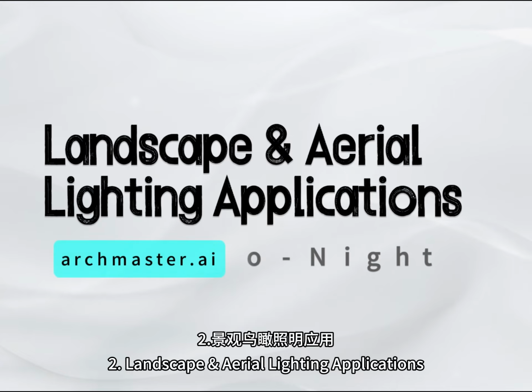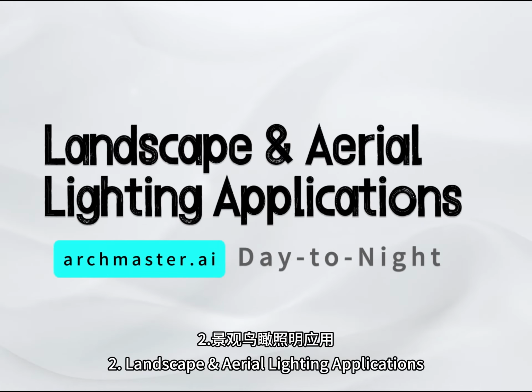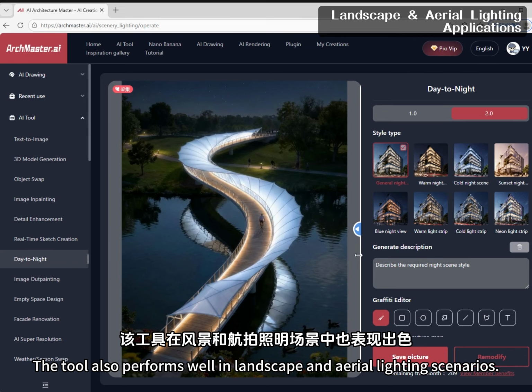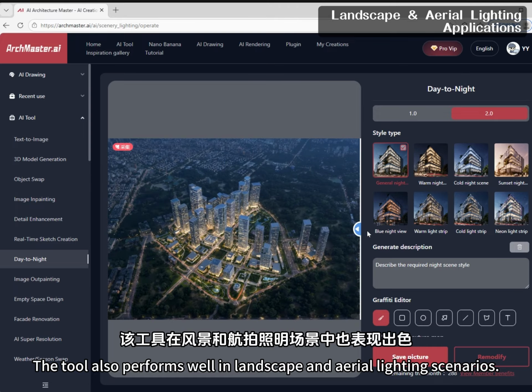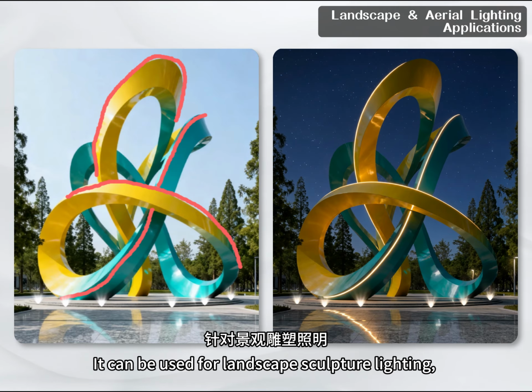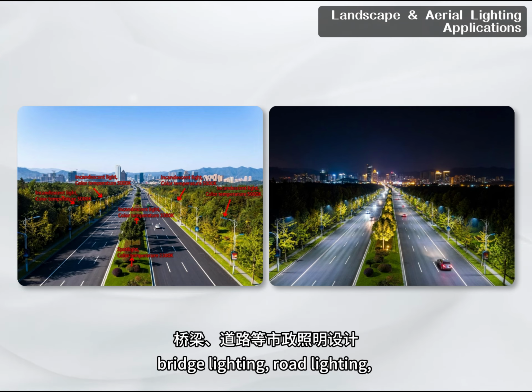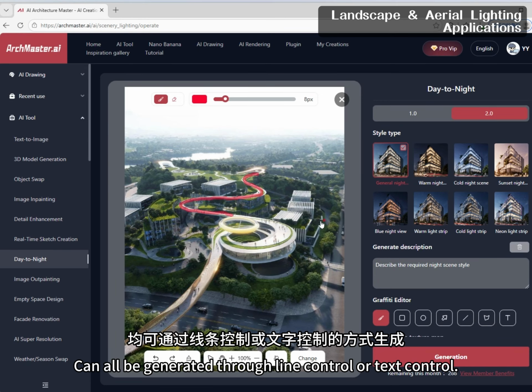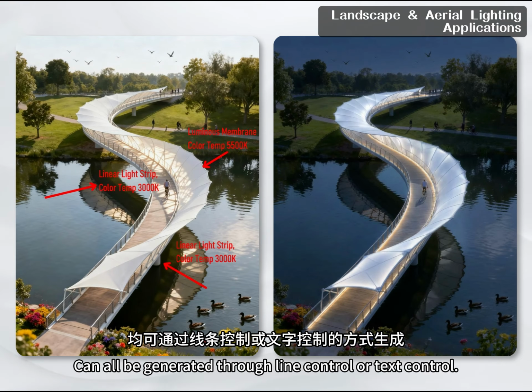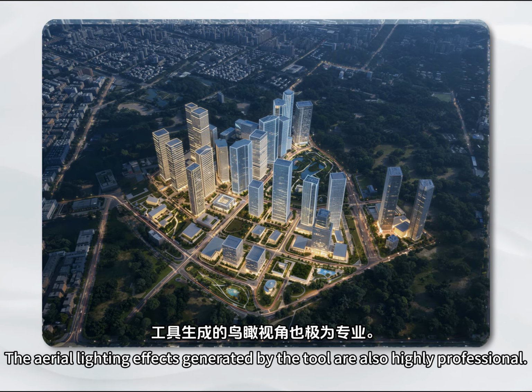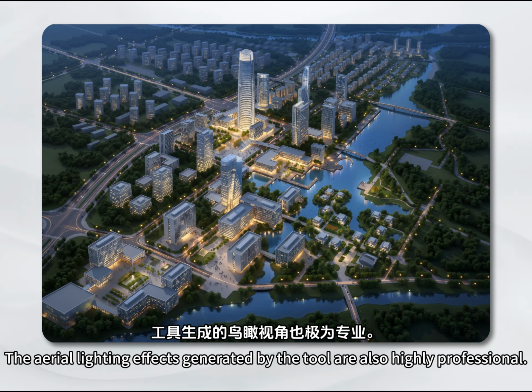2. Landscape and aerial lighting applications. The tool also performs well in landscape and aerial lighting scenarios. It can be used for landscape sculpture lighting, tree lighting, bridge lighting, and road lighting, all of which can be generated through line control or text control. The aerial lighting effects generated by the tool are also highly professional.